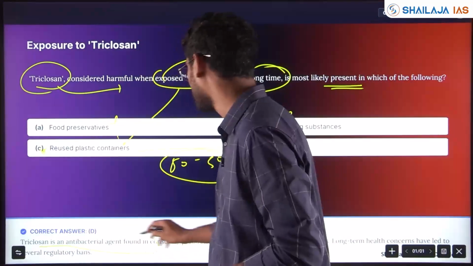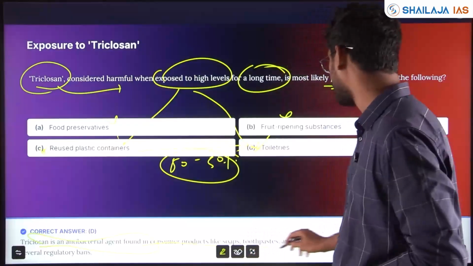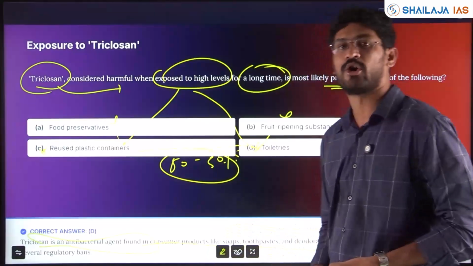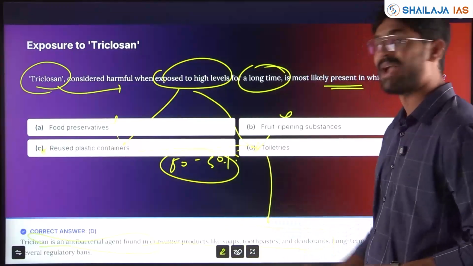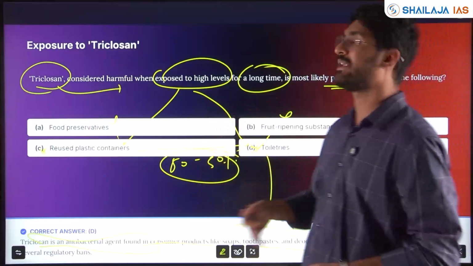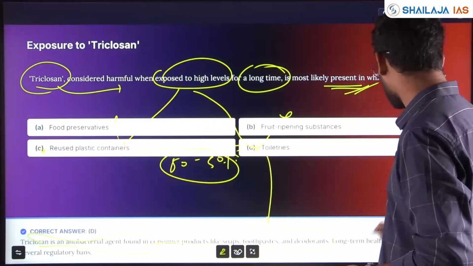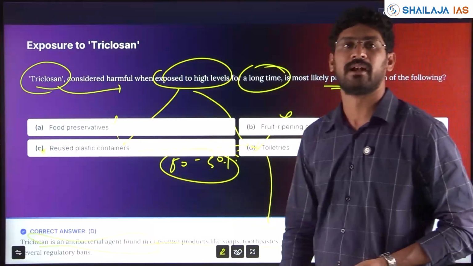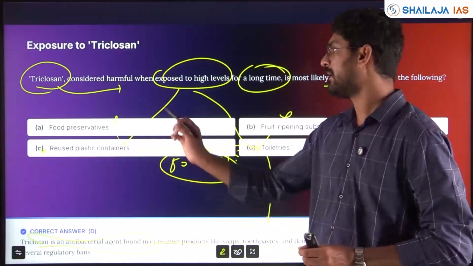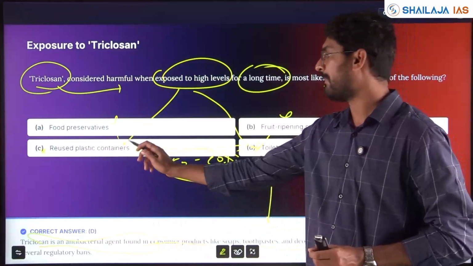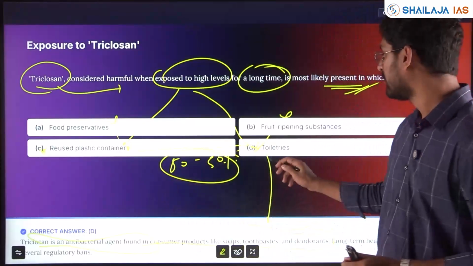Triclosan is an antibacterial agent found in consumer products like soap, toothpaste, and deodorants. All the toiletries which we use now, it is found, and continuously if exposed to high levels, it can be harmful. Long term health concerns can be developed. So regulation should be done with this. Not reuse plastic containers. Here, toiletries.